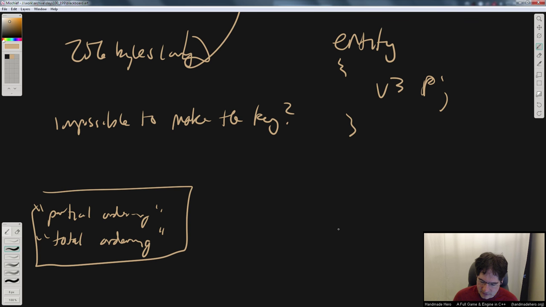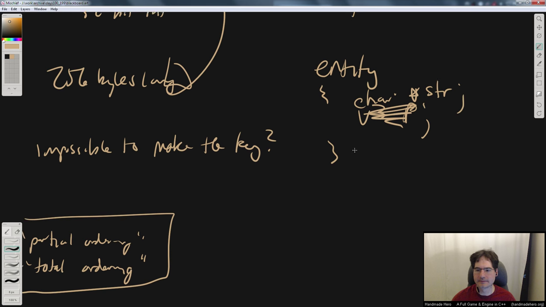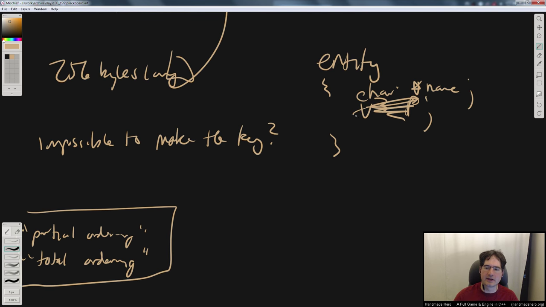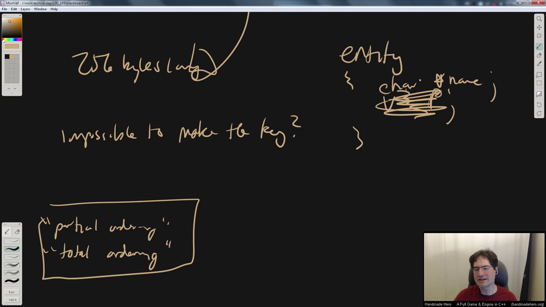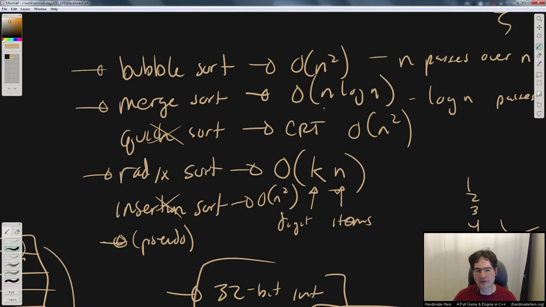How about a string? Okay, so I've got an entity and it has a name. The name is arbitrarily long. It can be, I don't know, 256 bytes. We have no idea. And now I tell you I want to sort these entities by their name so that they're in alphabetical order or something like this. For all the other sorts, all they have to do is compare two items, which means it does not matter how long those strings are, they just work. They'll compare the two strings and off you go.